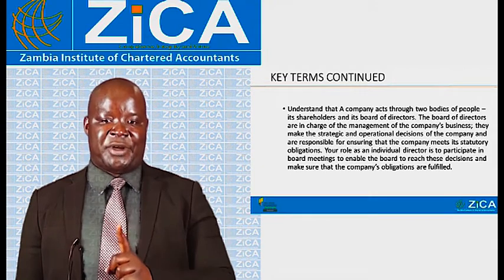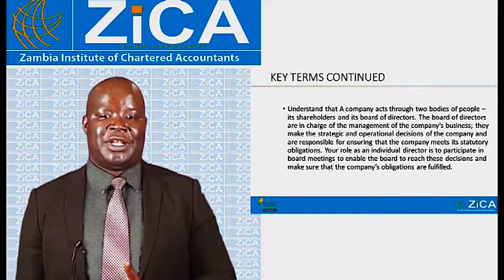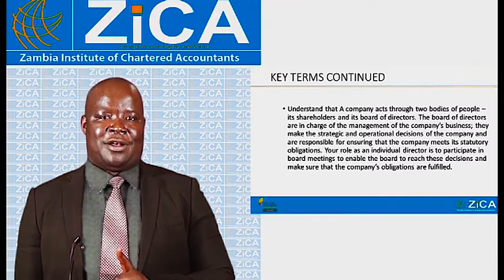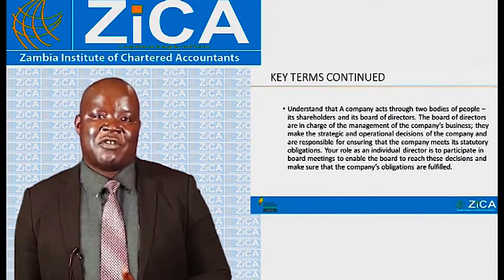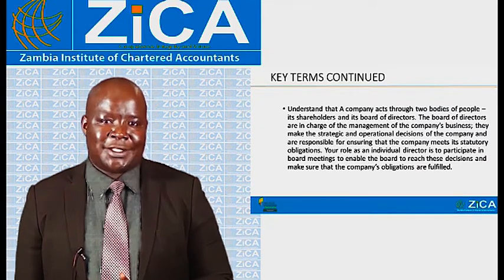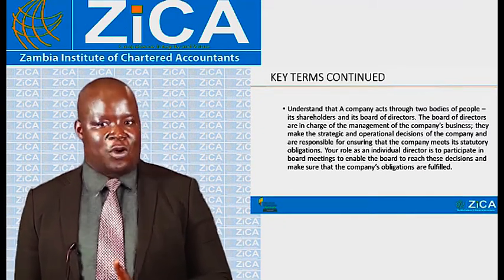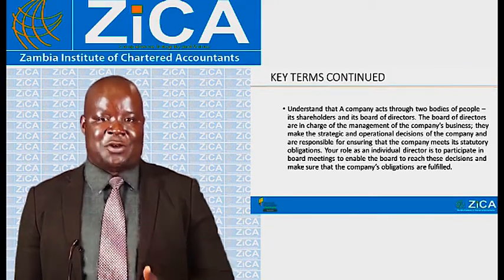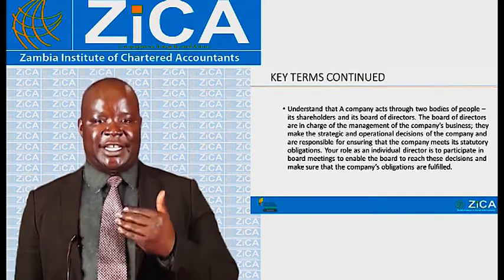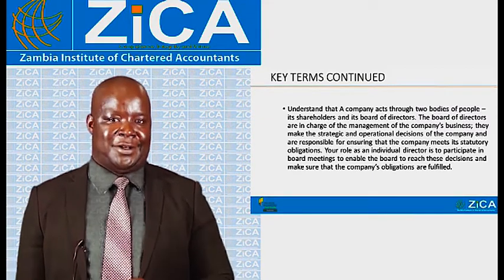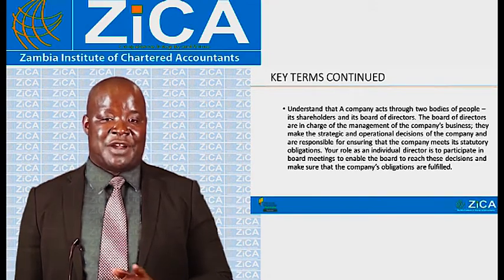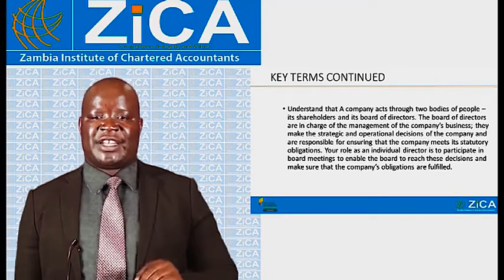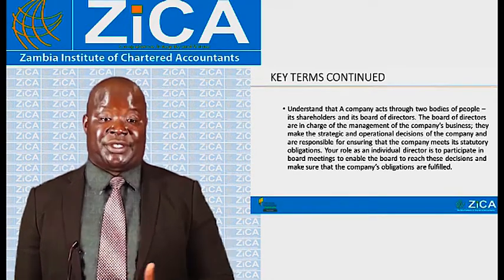Understand this, that a company acts through two bodies of people, its shareholders and its board of directors. So, they've been given authority to act on behalf of the company. So they are acting on behalf of the company. Don't say that they are wrong, okay, from the onset. They've been given an authority to act on behalf of the company. Now read section 86 and 87 of the Companies Act. Read it, okay? You should be done reading it in less than 10-15 minutes. So find time and look at it. So the board of directors must understand what they do. These are the company agents, okay?